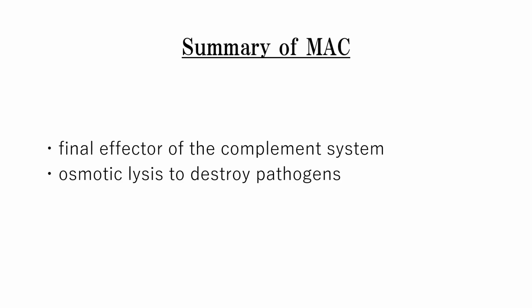In summary, the MAC is the final effector of the complement system. It is built sequentially on the membrane using C5b through C9. Its function relies on osmotic lysis to destroy pathogens. The MAC is crucial for clearing invaders and keeping us healthy.